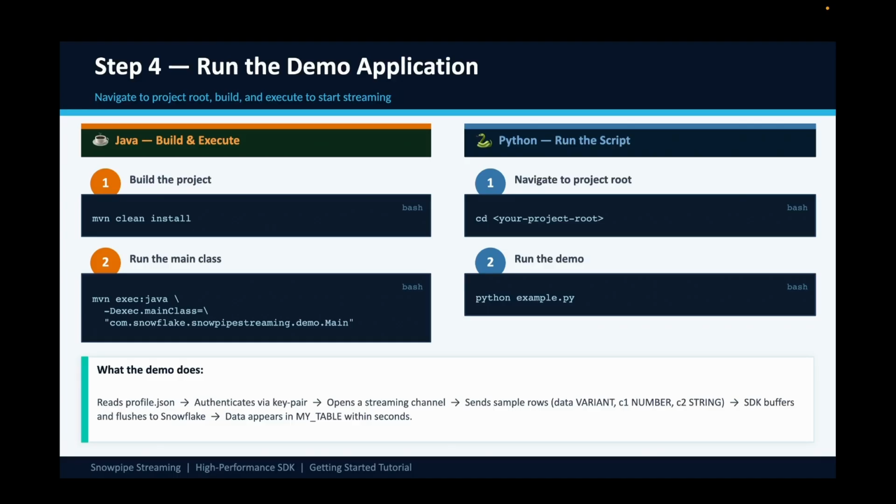So what this does, it reads profile.json, authenticates via key pair, opens a streaming channel, and sends sample rows with a data type variant and column 1 as number and column 2 as string, and then uses the SDK that buffers and flushes to Snowflake. Finally, the data appears in my main table within seconds. So this is the flow that how a Snowpipe streaming high performance architecture can be leveraged.